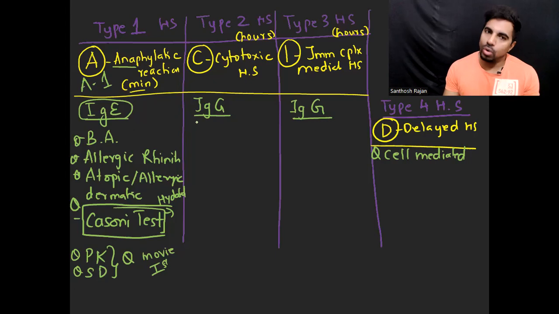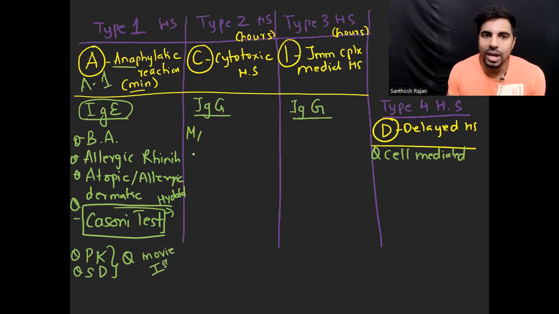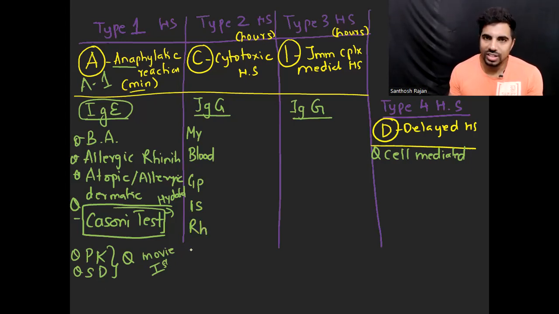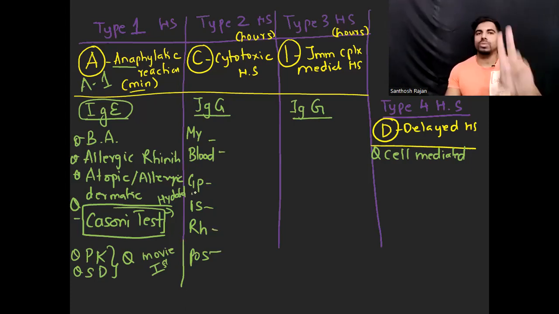But for type 2, I want you to remember the shortcut. The shortcut is: my blood group is Rh positive. Please remember, for type 2 you have to remember this, no other option. My blood group is Rh positive. This is one mnemonic you have to remember.